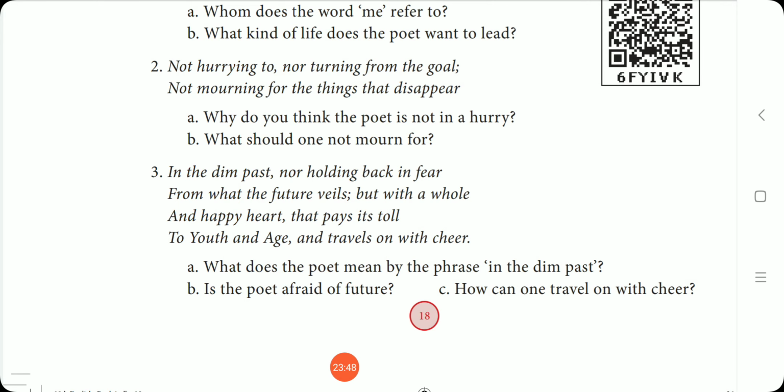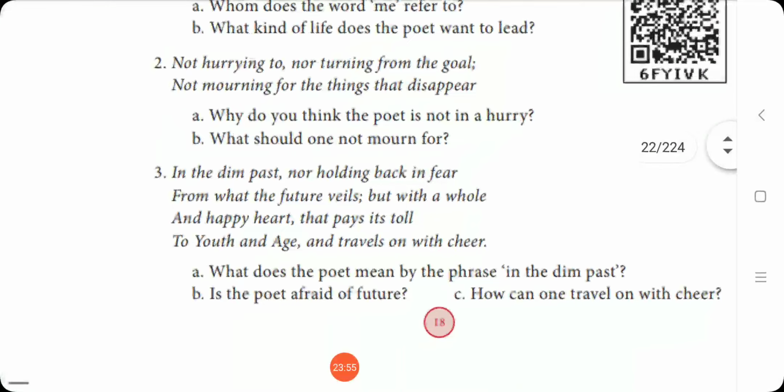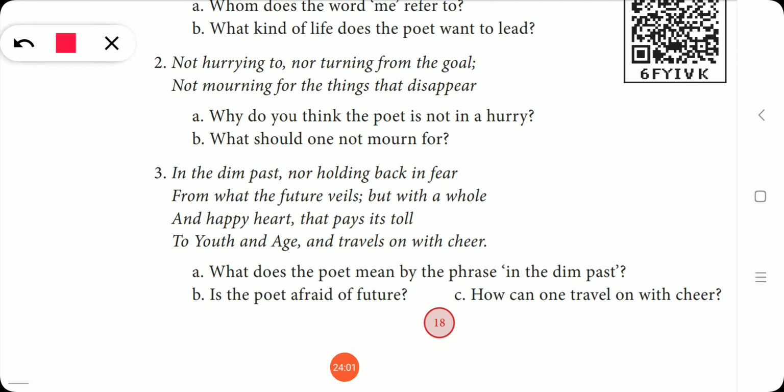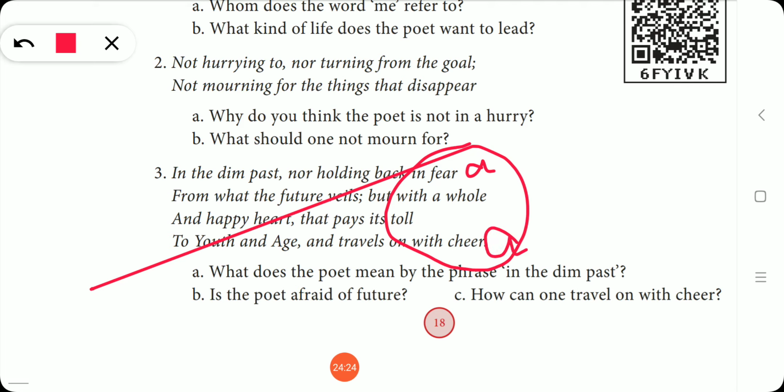See, this is your example. They will give 4 lines in your exam like this. You have to see the last words to identify the rhyme scheme. See, fear, whole, tall, chair. So for fear, first you have to give A. Whether whole is rhyming with fear? No. Whether tall is rhyming with fear? No. Whether chair is rhyming with fear? Yes. So you have to give the same letter A.